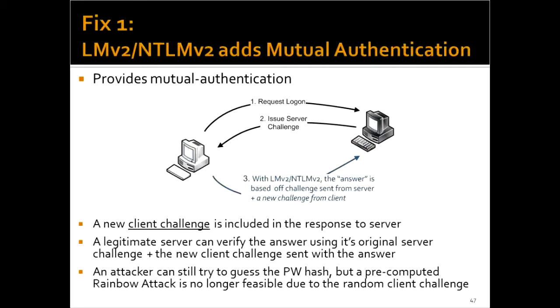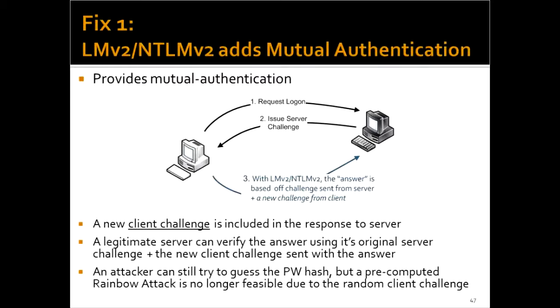So the fix to this is version 2, which adds mutual authentication. The way it does it is essentially allows the client to include its own challenge in the answer. So step 1 and step 2 is the same. The server is still going to issue a challenge to the client. But when the client answers it, it's going to be based off of the server's challenge, but also its own challenge that it can generate randomly.